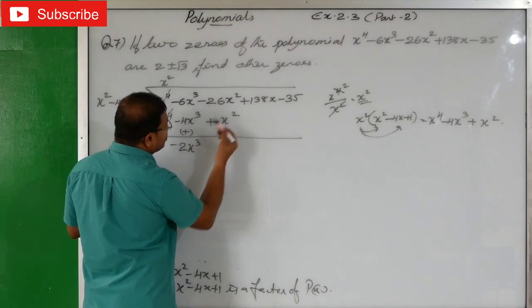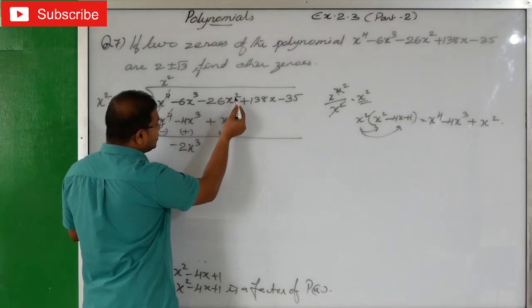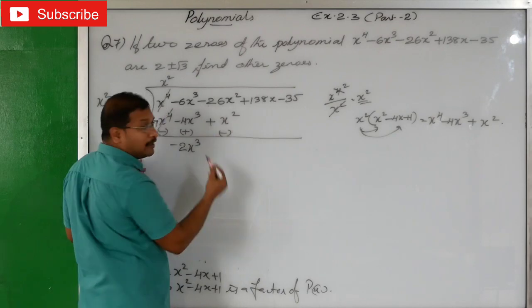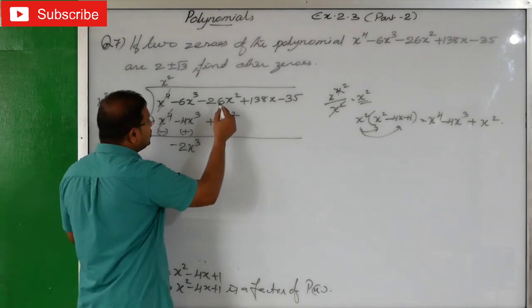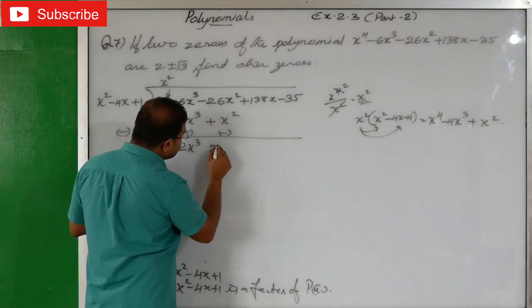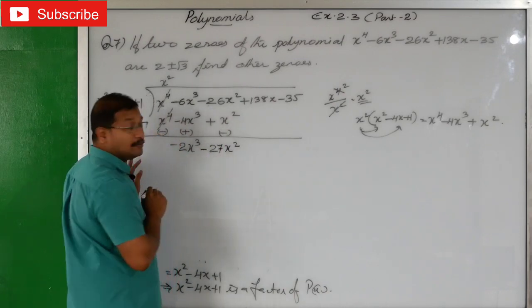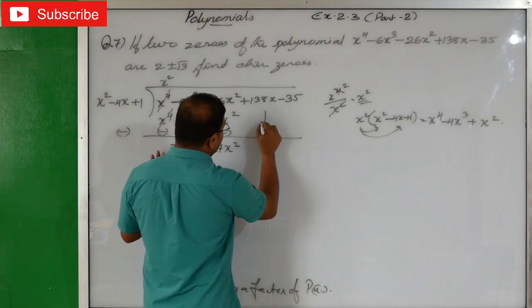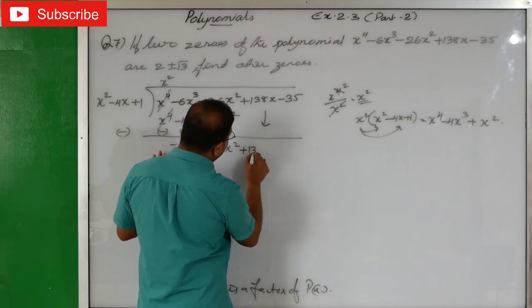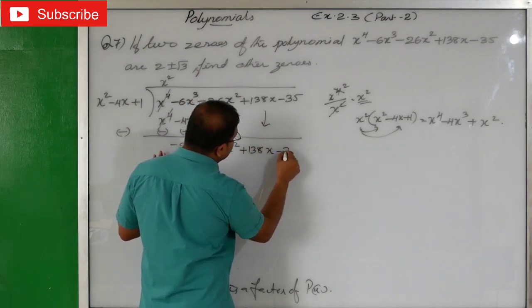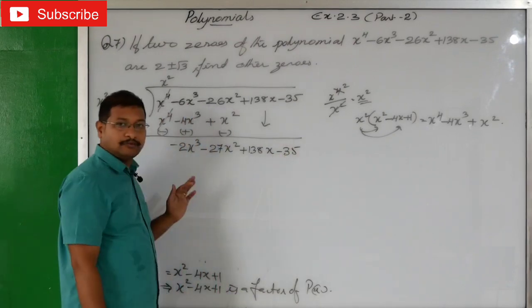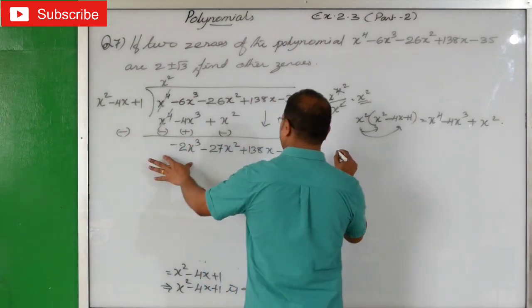Now here minus 26x square. Here is minus x square. That means minus 26x square minus 1x square. Minus into minus is plus. So 26 plus 1, 27x square, but of course the sign should be minus. Now this will bring down plus 138x minus 35. Ready? Now the first term, what is this?